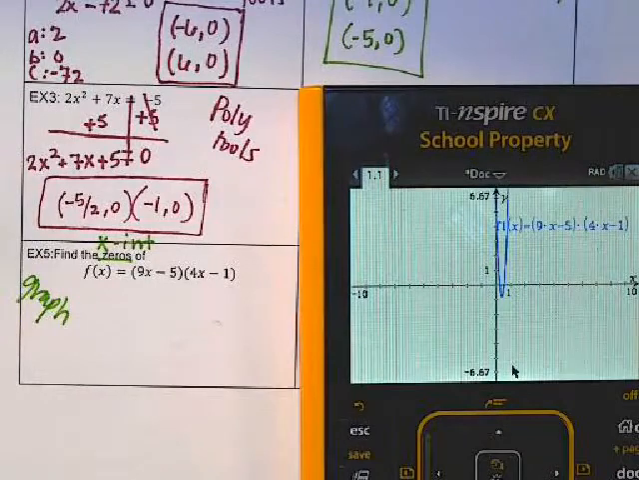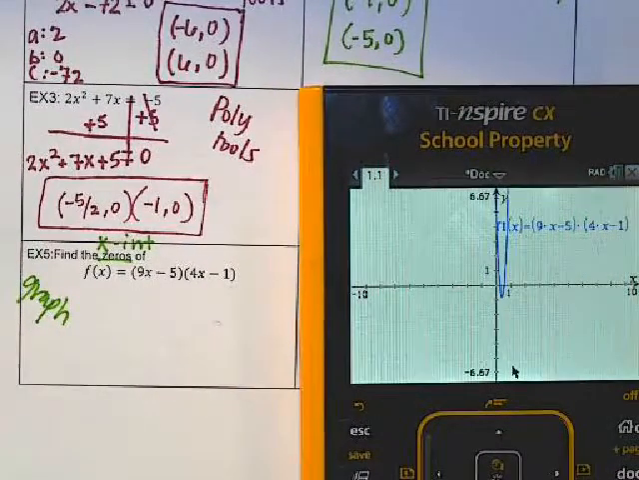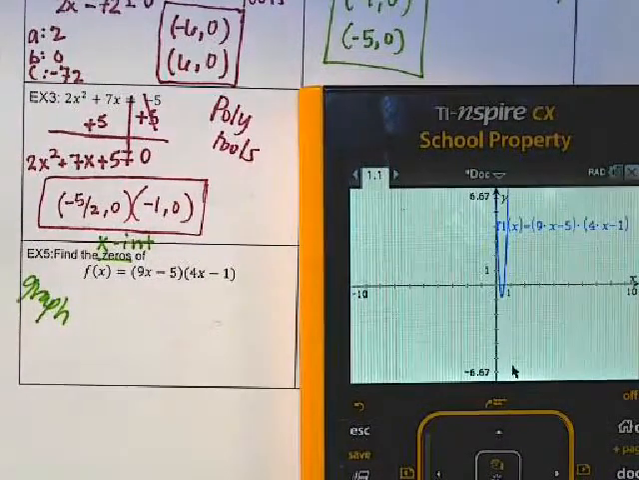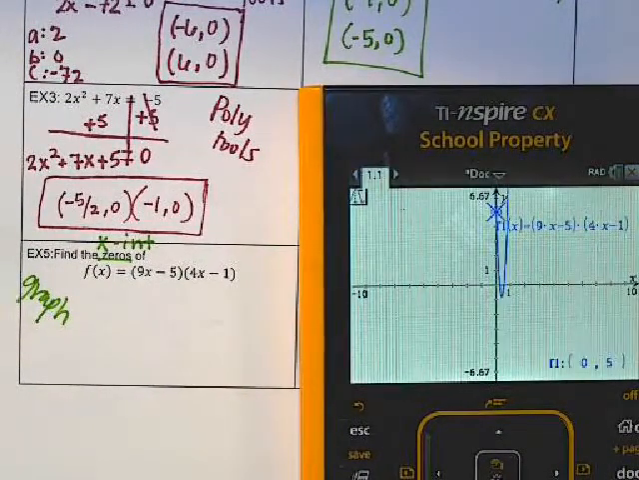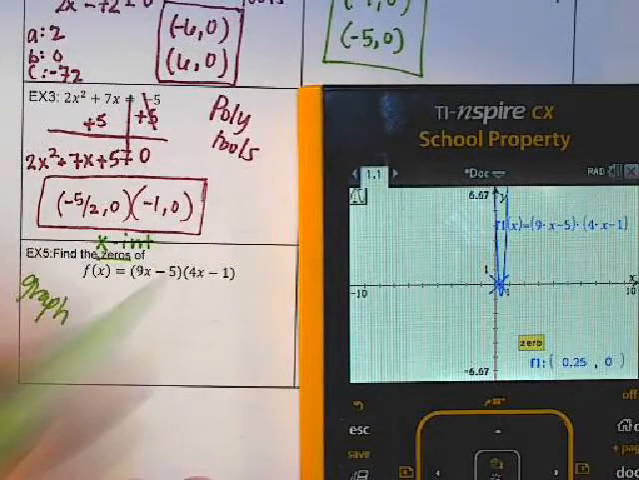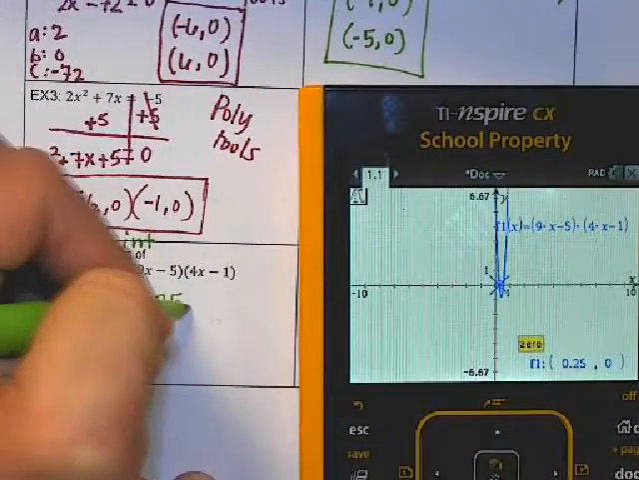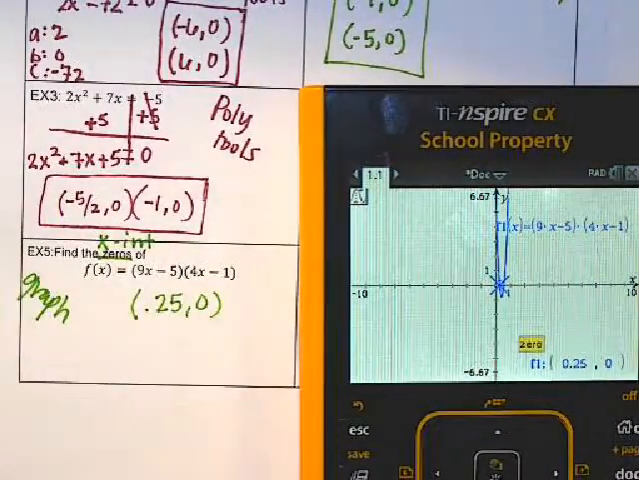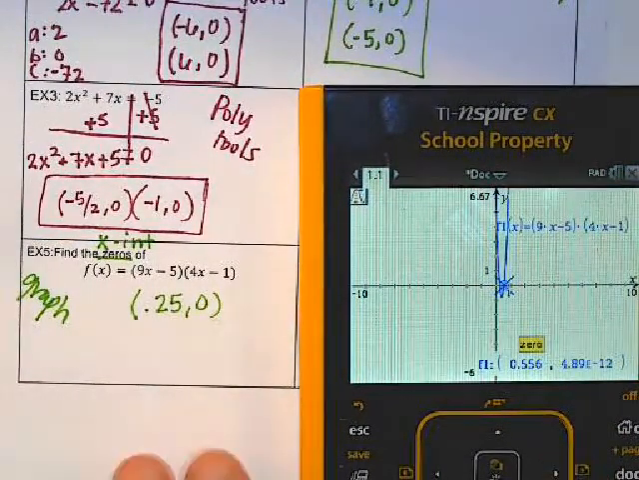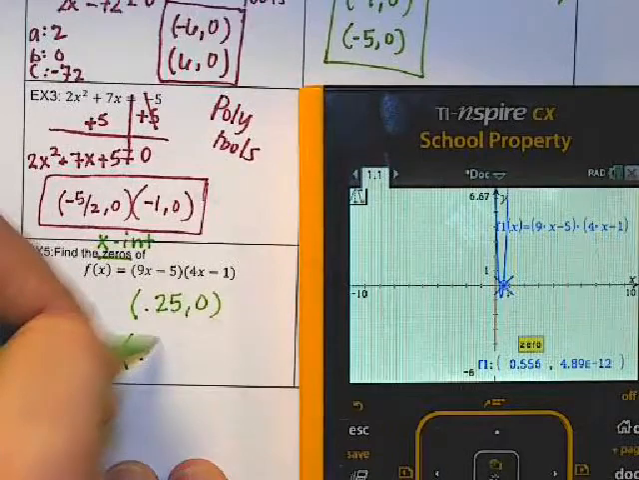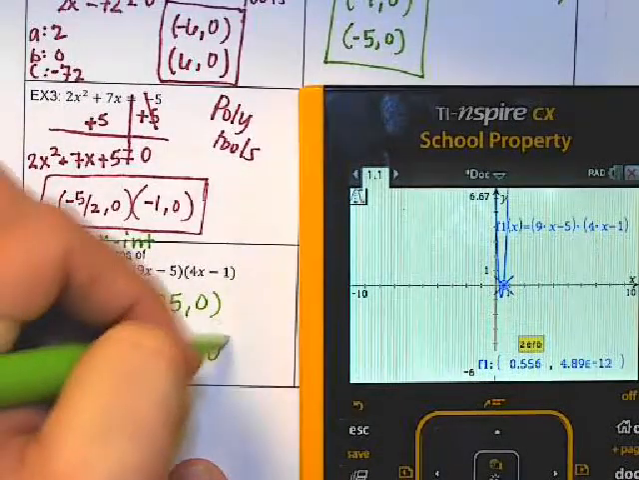Okay, so now is this one a perfect point? Does it go through a dash mark? No, so this is where trace really comes in handy. Okay, so I'm going to hit menu, trace, graph trace. And I'm going to scroll down. My first 0 is 0.250. And then I hit it again. Tells me my minimum, which I don't care about right now. And then my second one is 0.556, 0.